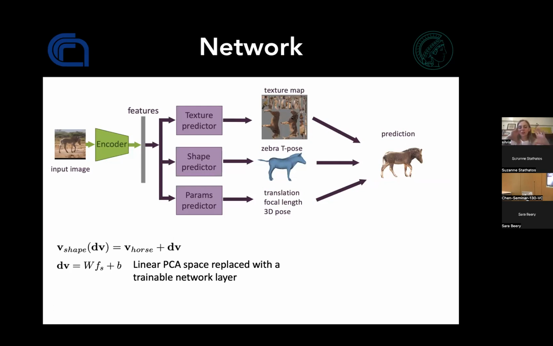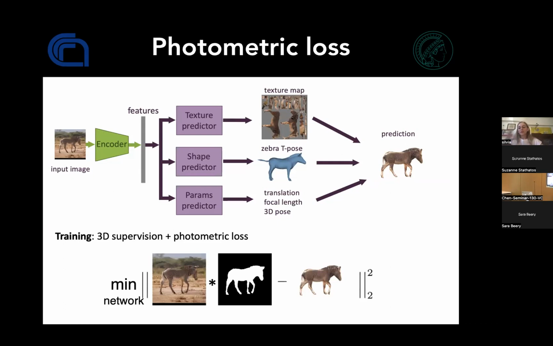Here, the shape is represented as the average horse in the SMAL model, plus a linear layer that is trained, which simply implements a linear shape space that is not orthogonal like the PCA space. Now, given that we predict the texture, at training time we can have a loss for the 3D that exploits the 3D supervision, but also a photometric loss. And we can filter the image using the input silhouette, because of course at training time we have the silhouette.